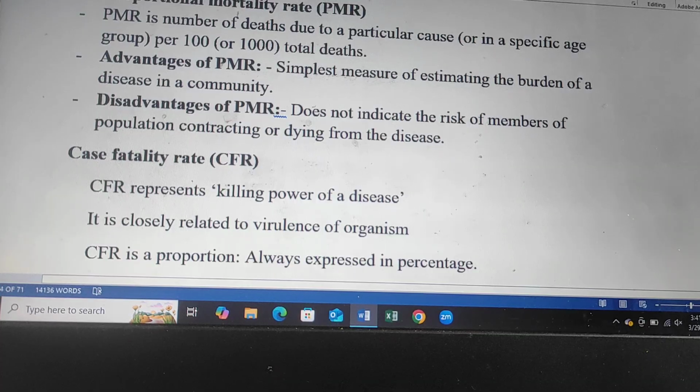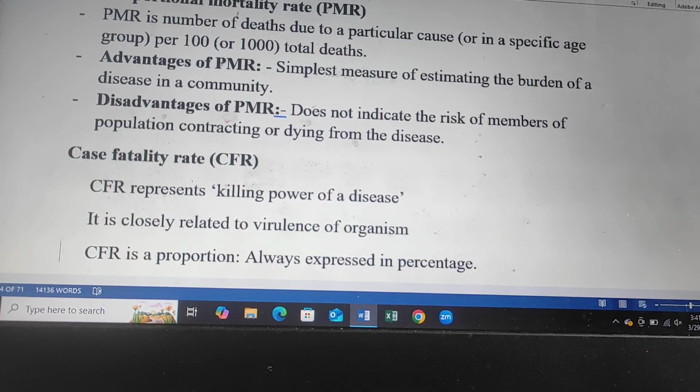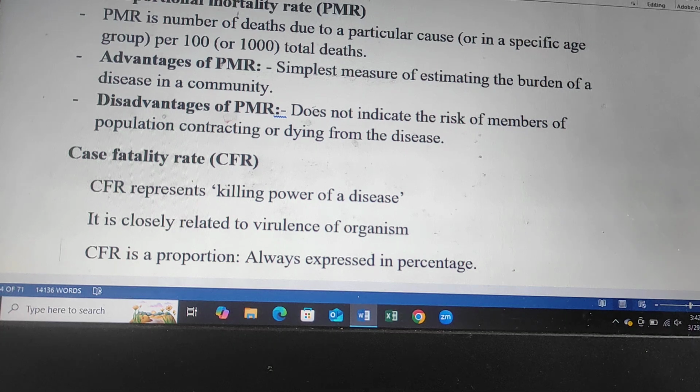Proportional mortality rate is the number of deaths due to a particular cause or in a specific age group per 100 or 1,000 total deaths. Advantage of proportional mortality rate: it is the simplest measure of estimating the burden of a disease in a community. Disadvantage: it does not indicate the risk of members of the population contracting or dying from the disease.